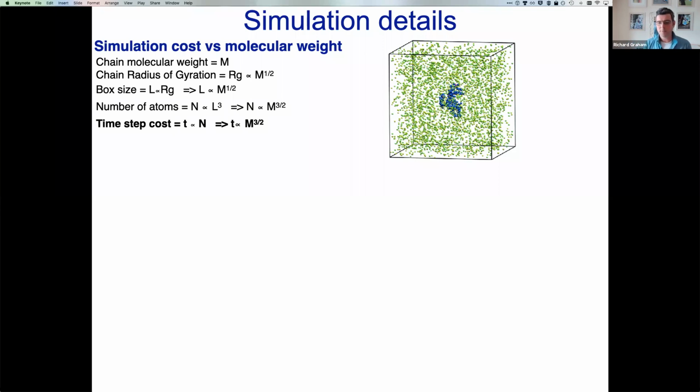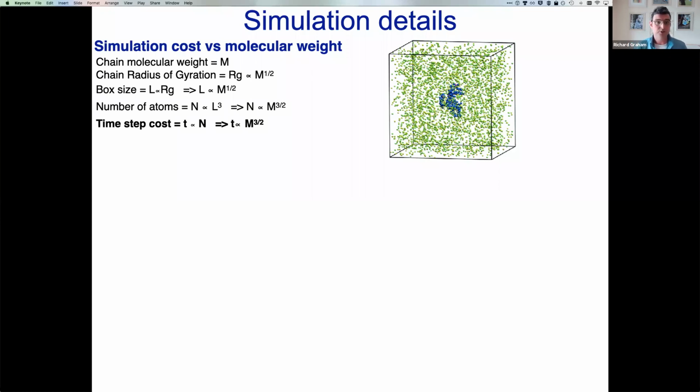Okay, so I'm going to talk a little bit more about the detail of the simulation and some of the things we were weighing up as we designed the simulation. So we were starting to ask, really, what's the biggest molecular weight that we can feasibly do within the constraints of the computing facilities we've got access to? And we needed to answer two questions. Can we fit the polymer in the box?